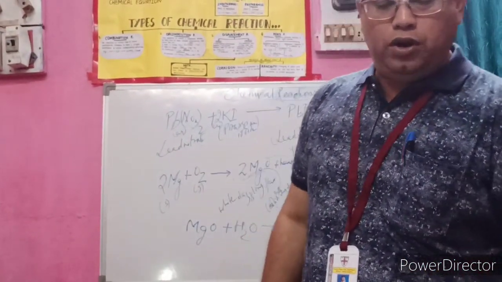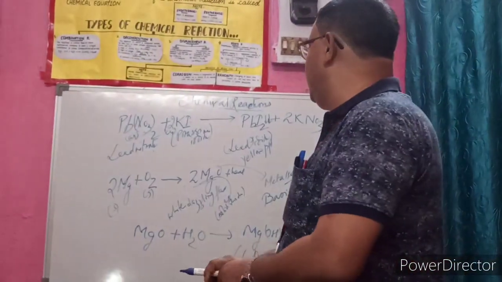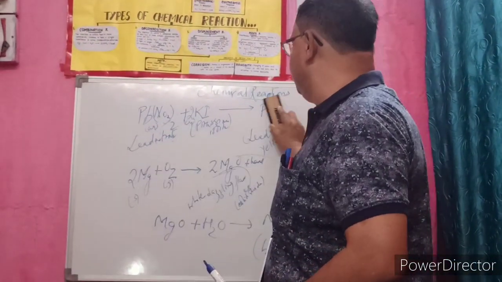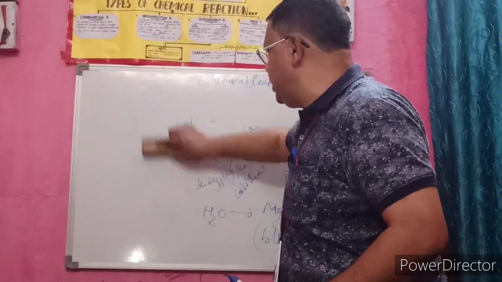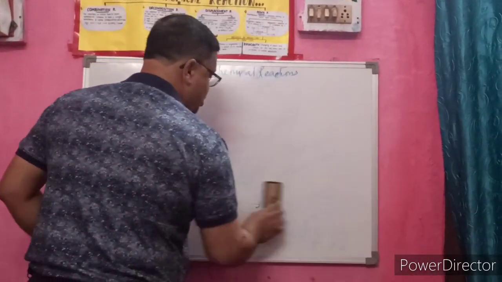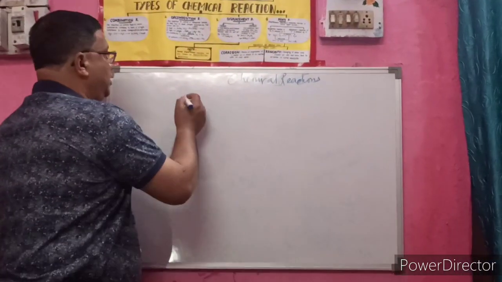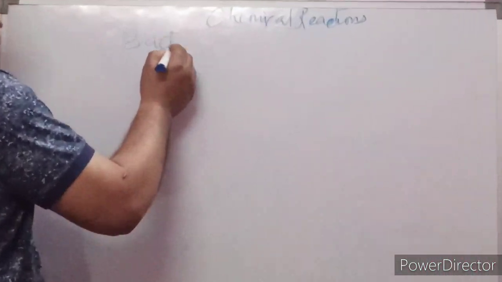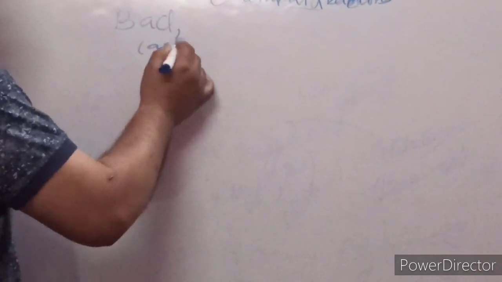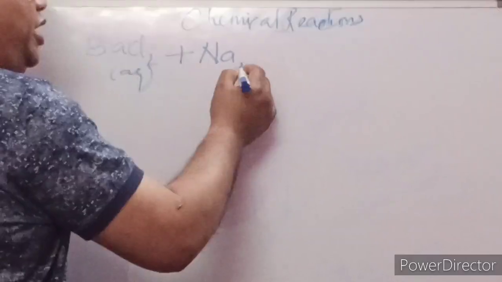Now one more example, if I take barium chloride. Last year you did all these practicals in class. If you take barium chloride, BaCl2, in aqueous form, and add sodium sulfate, Na2SO4 to it.